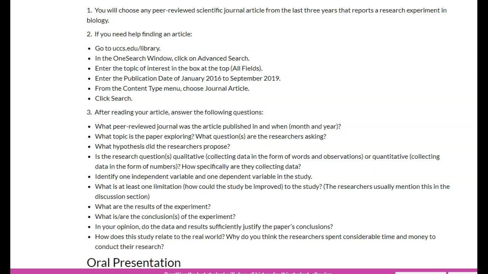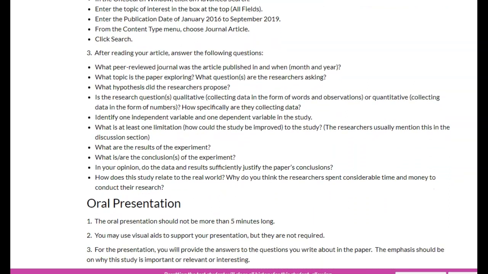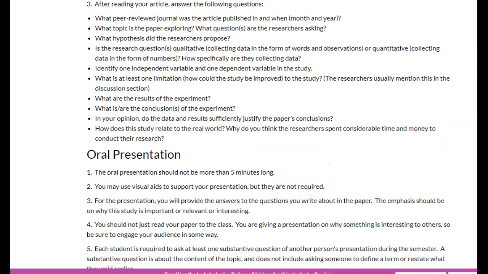So you'll go to the library and you will find an article. We'll run through this in class. I'm sure you have all done that at least once. Then you're going to answer these 10 questions. As you're reading the article, it would be helpful if you had these questions on hand and just took notes on the answers to these questions.